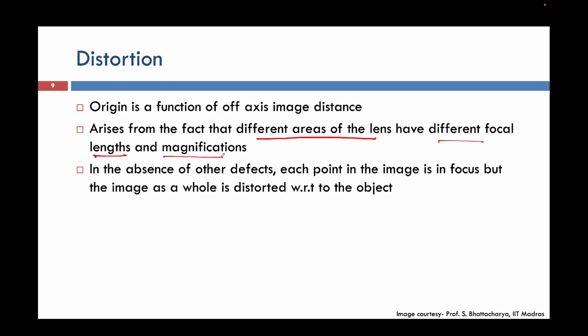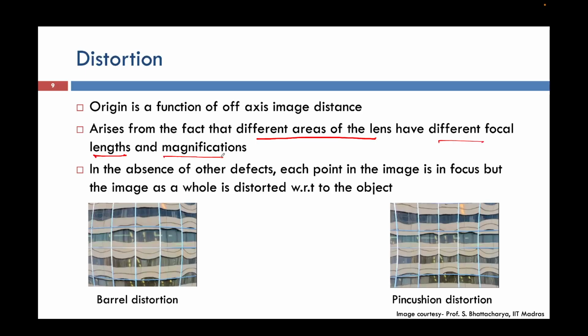I told you, if you remember, earlier in the second slide on chromatic aberration, that for different wavelengths the lens might have different focal lengths, and that is why the red wavelength is focused somewhere and the blue wavelength is focused somewhere else. The same thing is happening here also. Different points situated at different distances from the optic axis will also have different focal lengths and magnifications, and since they have different focal lengths, the image will be distorted. And there are two kinds of distortion. One is barrel distortion, another one is pincushion distortion.